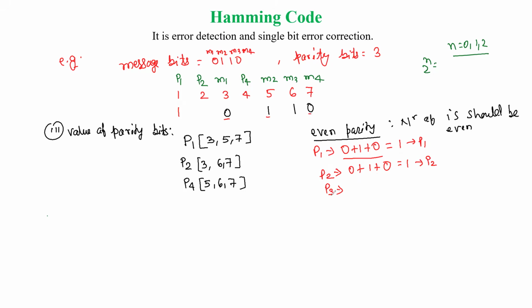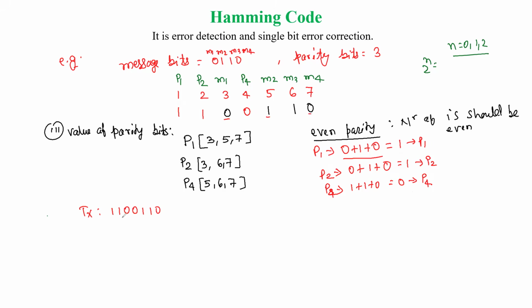For the third parity bit, we have to look at positions 5, 6, 7. So 5 is 1, 6 is 1, 7 is 0. So here the number of ones is already even. Okay, so no need to add an extra 1. So that parity bit, the third parity bit, position is 4, so we write P4. The value should be 0. P1 we already got as 1. P4 should be 0. So the information we are going to transmit here is 1 1 0 0 1 1 0.